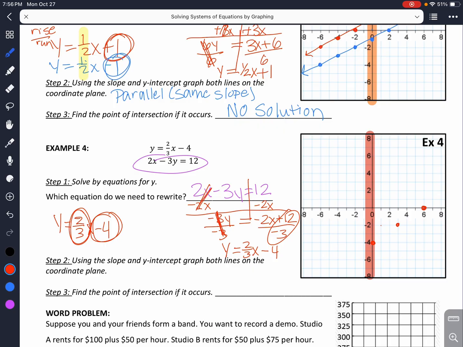And I'm going to do the same thing to the left. So I'm going to go down 2 and to the left 1, 2, 3. Down 2 and to the left 3. Okay? And I'm going to connect those dots as best I can.